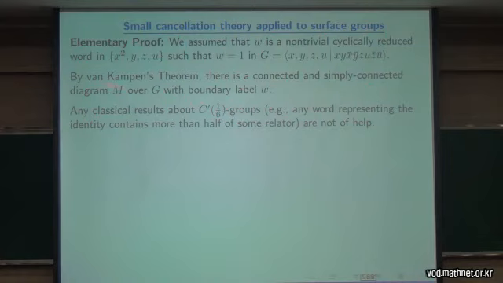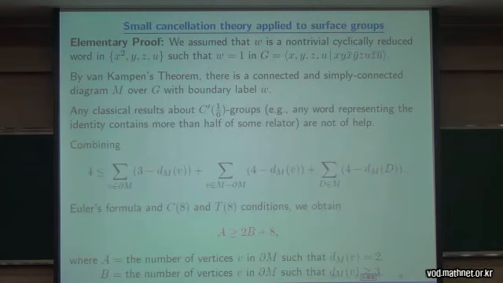But this classical result does not help, because even if W contains more than half, in our case, a relator has length 8. So 5 letters of the word corresponds to more than half. But even if W contains these 5 letters of the word, Y bar, G, U, G bar, U bar, it doesn't give us any contradiction. So this classical result doesn't help. So you have to investigate further using small cancellation theory.